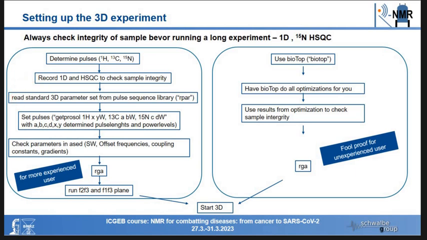You read standard parameter sets from the Bruker pulse sequence library. You do that with RPAR. You set the pulses. You check the parameters again, if in the standard sequence the offsets are properly set, and you check this. You press RGA for receiver gain, so that you have a good receiver gain, don't have overflow, don't have too little receiver gain. You run planes of your 3D, and then you start your 3D. This is what a more experienced user would do.